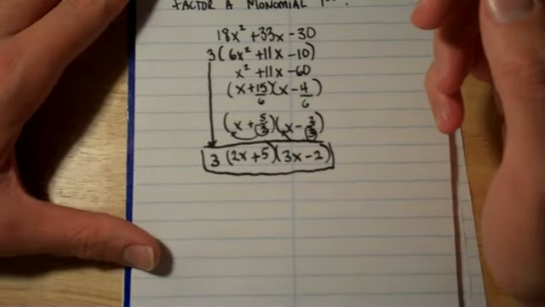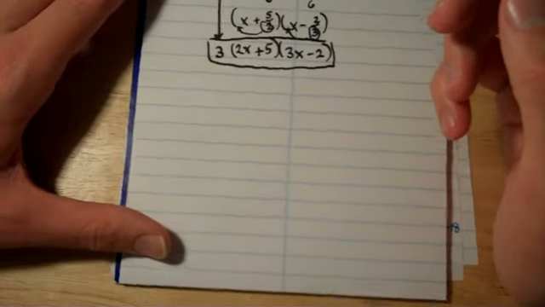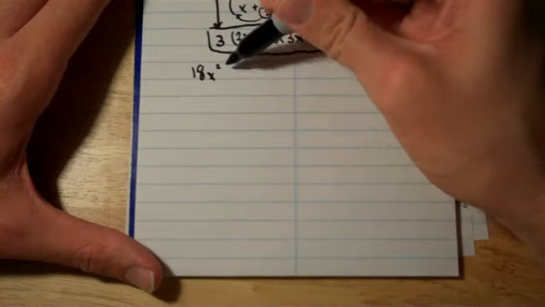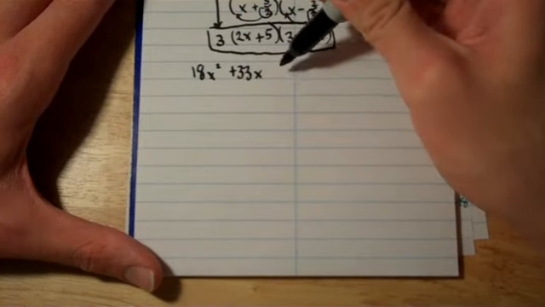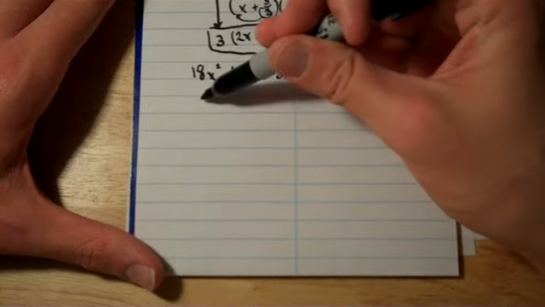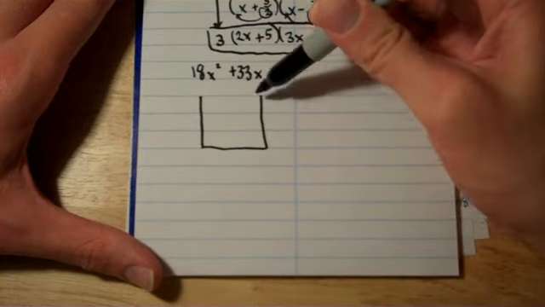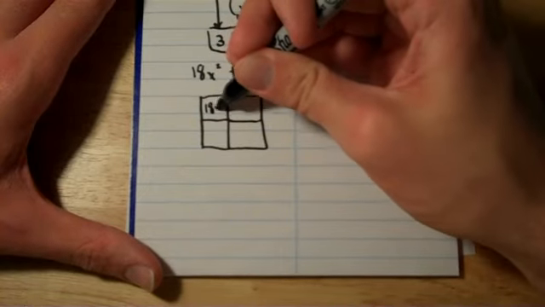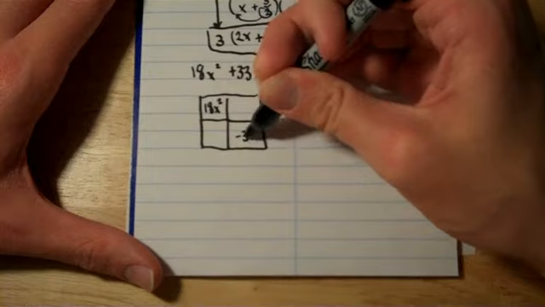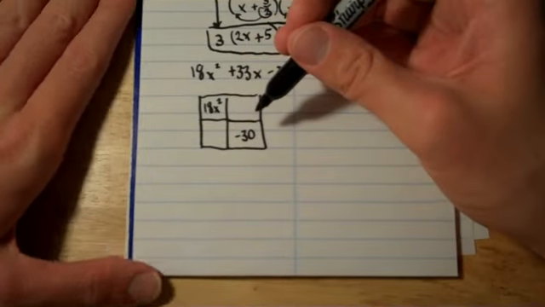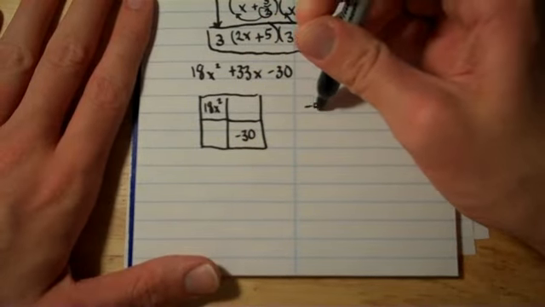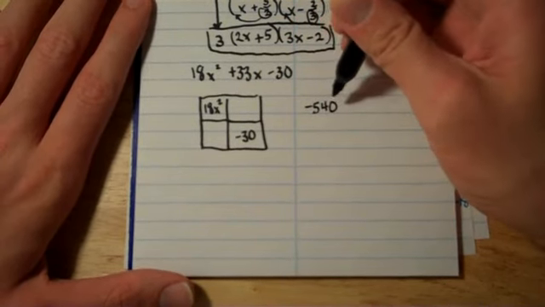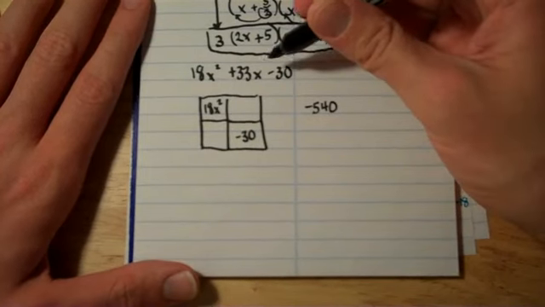Let's take a look at what it would look like using the box method if we decided not to do that. So I'm going to set up the 18x squared plus 33x minus 30 using the box method, just to give it a little variety. So here's my box. The first term goes in the box here, 18x squared. The last term goes here. We're going to do 18 times negative 30, which is negative 540. And already you can see that, oh my gosh, we're going to have to find the factors of negative 540 that add up to 33.